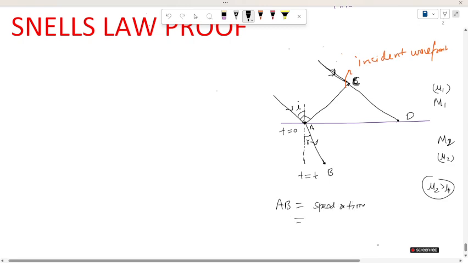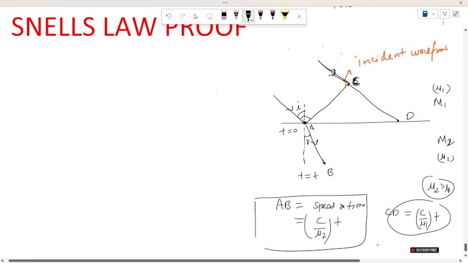So if we write the distance AB, we can write speed into time. And we know the speed in the medium is c by mu2, into time. Similarly, we can write distance CD. The speed here is c by mu1, into time. So we have written these two distances.